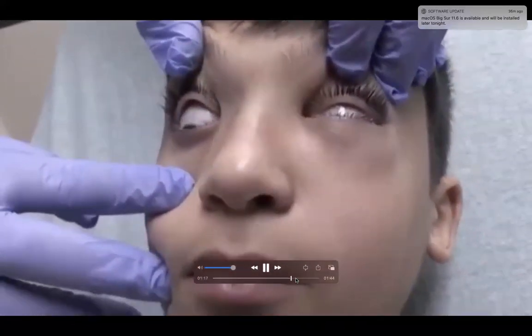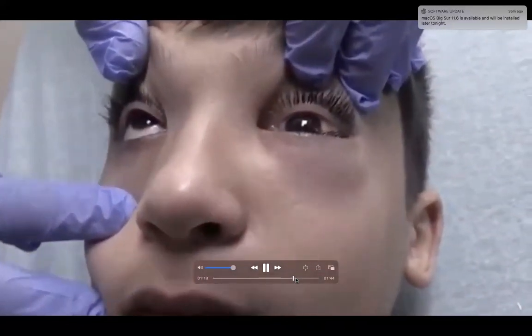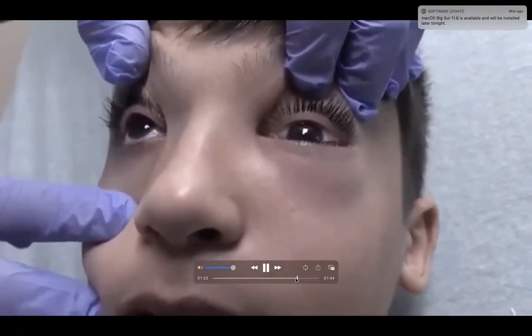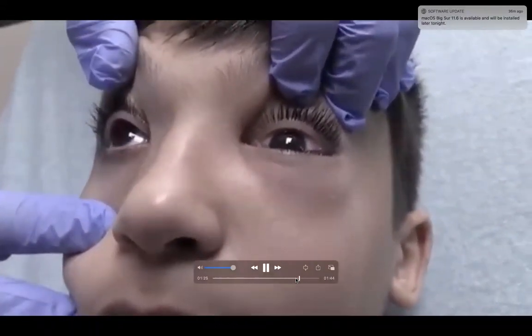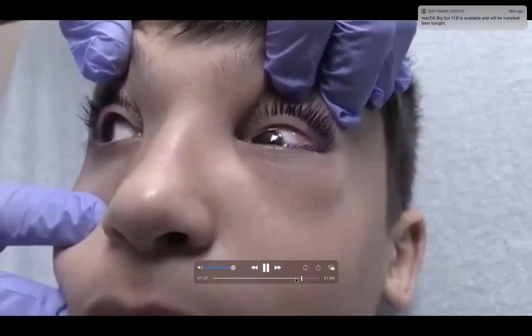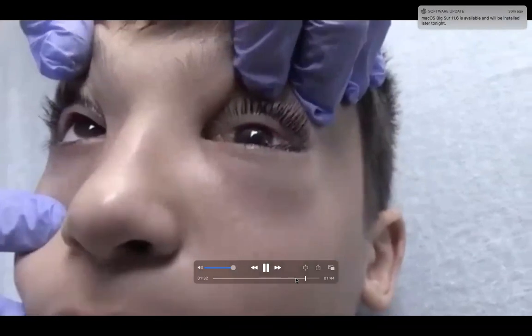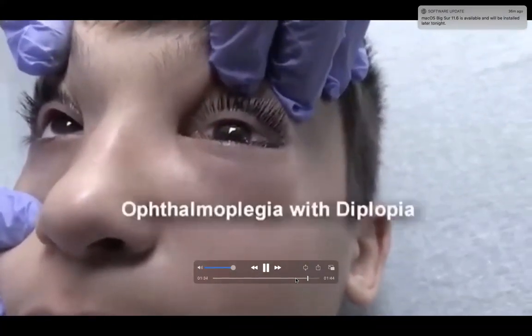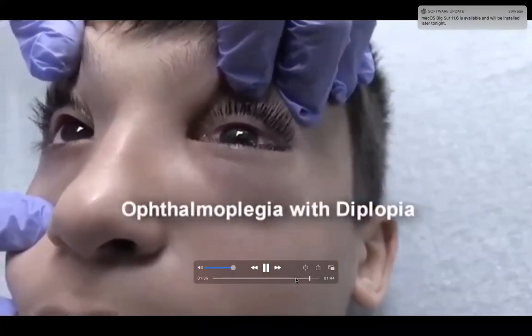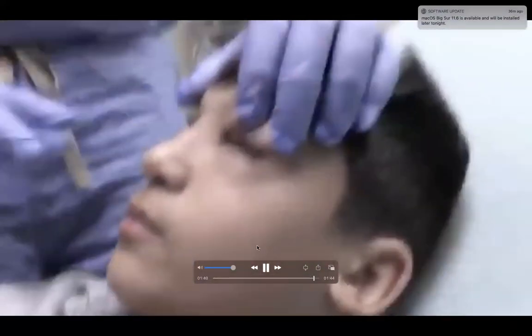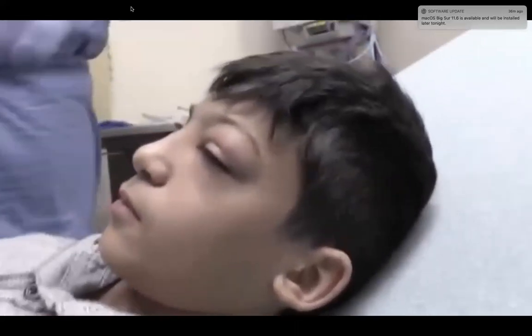Now you see, he can look down. Up he cannot. The other eye is moving up, but this eyeball medially he can. Laterally he cannot. You see, the other eye is going this side, but laterally he's not going, completely not going. So this is lateral.